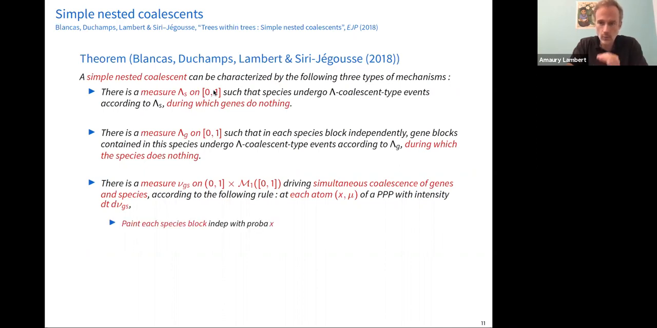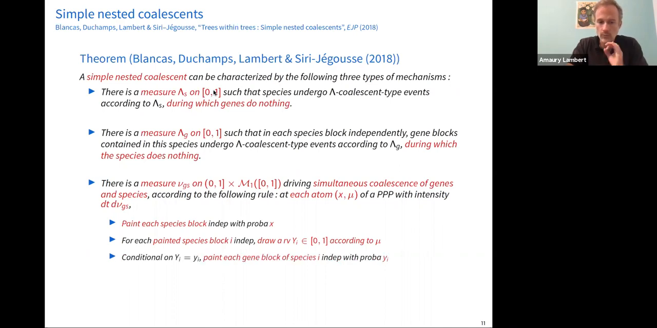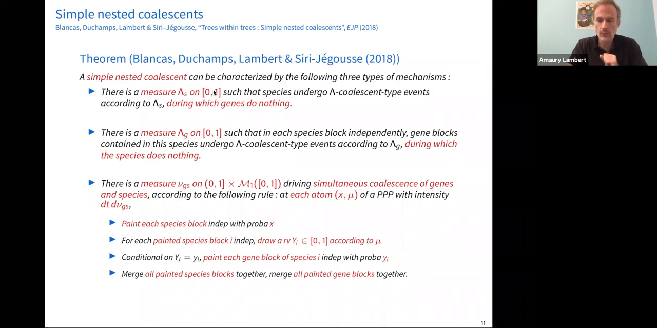At such a time, you paint each species block independently with probability x, exactly as in the lambda coalescent. And now for each painted species block i, you will independently draw a random variable yi according to the same probability measure mu. And now conditional on yi, you paint each gene block of species i independently with this probability yi. And now, of course, you have all guessed that you merge all painted species blocks together, and you merge all painted gene blocks together. So that's for simultaneous merging of species and genes, and that's the general case for simple nested coalescents.